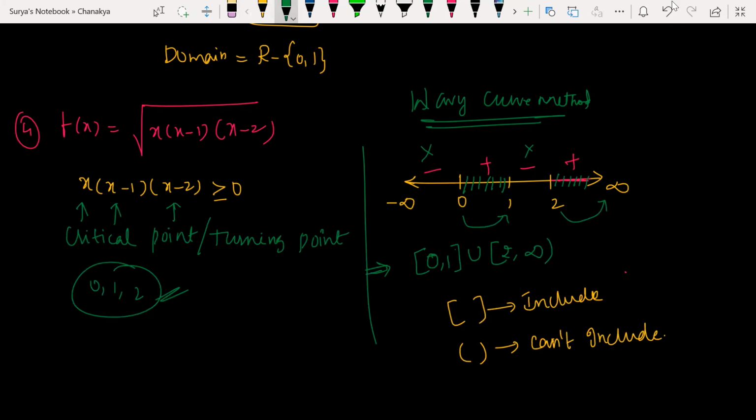You cannot close infinite at any time. At any cost, you can't close that. It will always be an open bracket only. You can't write infinite like this, which is wrong. Infinite will always be open, guys.